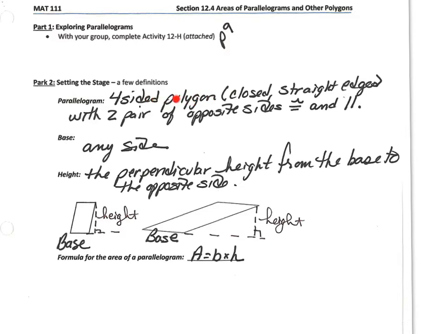Four-sided polygon, remember that special word polygon gives you closed and straight edges, and then with two pairs of opposite sides congruent and parallel. So parallelograms also include squares and rectangles. We did that in the first weeks together where we were looking at commonalities.